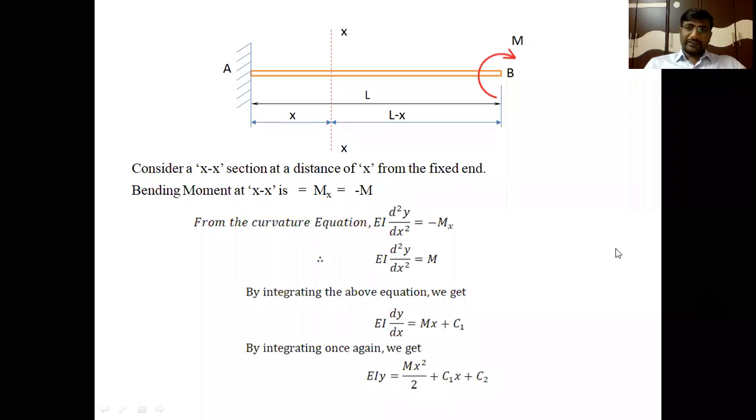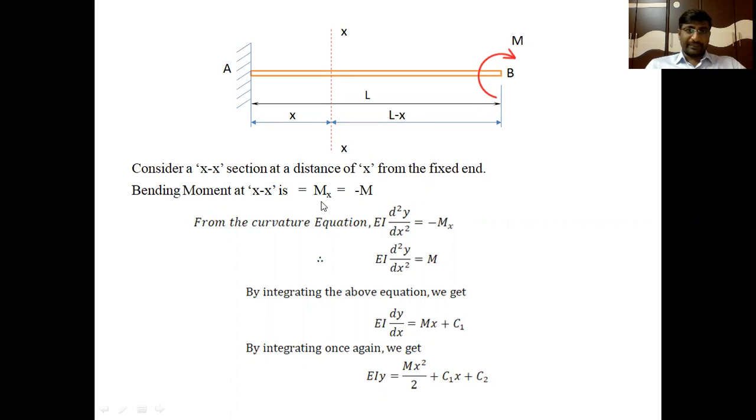So what is the first step? We have to consider a section at a distance of x from the fixed end. Always the section will be considered on the left end of the beam. In the positive x direction, x increases. So the bending moment at this place is Mx.